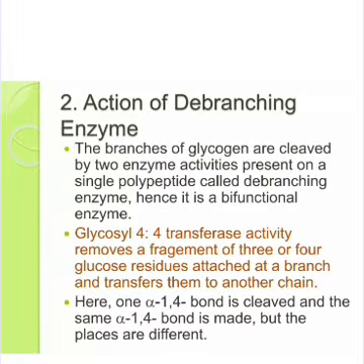Second one, action of debranching enzyme. The branches of glycogen are cleaved by two enzyme activities present on a single polypeptide called debranching enzyme. Hence, it is a bifunctional enzyme. Glucosyl 4:4 transferase activity removes a fragment of 3 or 4 glucose residues attached at a branch and transfers them to another chain. Here, one alpha 1,4 bond is cleaved and the same alpha 1,4 bond is made, but the places are different.